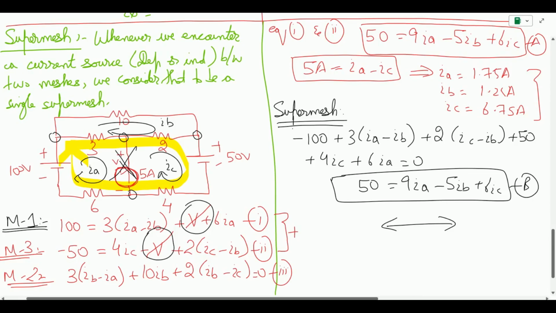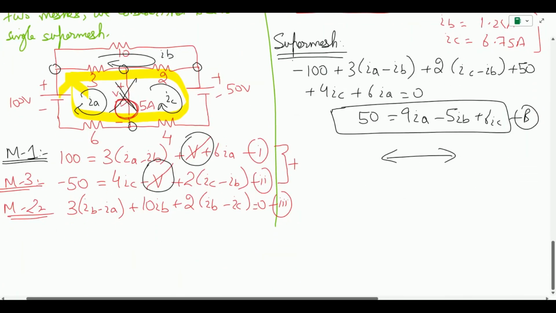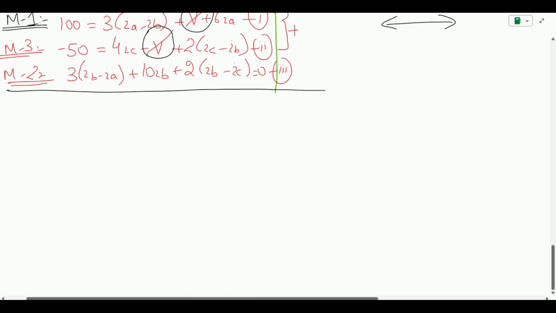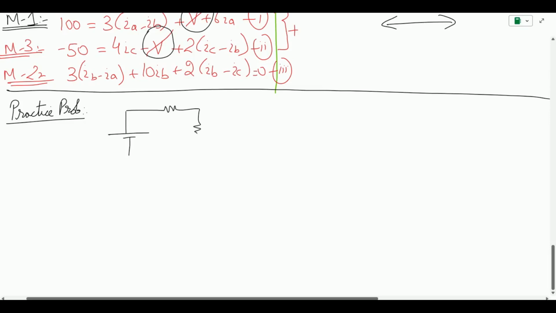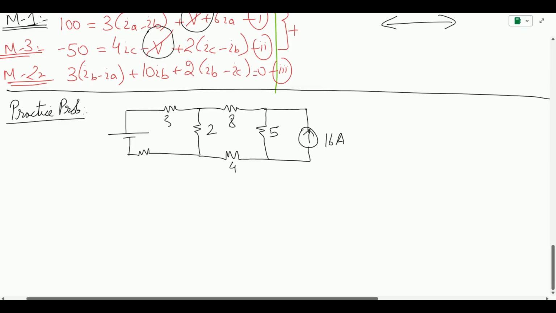Before we conclude this lecture, I'll leave you with one homework problem to practice, so that you get a better understanding of mesh current. The practice problem is, let us say you have a voltage source and a resistor or multiple resistors, then you have another set, and then you have a current source. So you have 16 amps of current, 5 ohm, 8 ohm, 4 ohm, 2 ohm, 3 ohm, 6 ohm, and the voltage source is 30 volts. You need to find, for this circuit, the power across the 2 ohm resistor. Try to solve this.